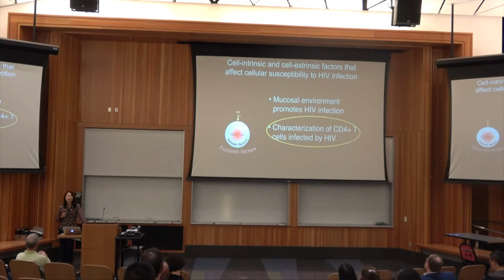I will begin with some published data about how we use an in vitro system and CyTOF to characterize those cells that are most susceptible to infection. And then after that, I'm going to talk about how we are applying some of the tools we developed for that study in order to characterize the properties of latently infected cells in vivo in patient samples, and that latter part will be unpublished data.